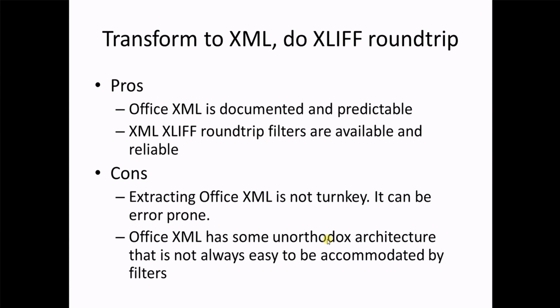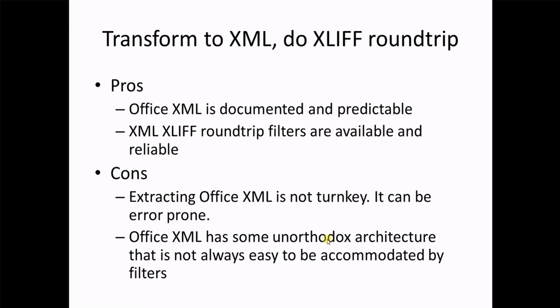The next option is to transform the Office files to XML and do an XLIFF round trip. The pros: Office Open XML is documented and predictable. XML XLIFF round trip filters are available and reliable. For example, the XLIFF round trip tool that I showed you in the first demonstration would work just fine once the Office XML is extracted from the word processor file.